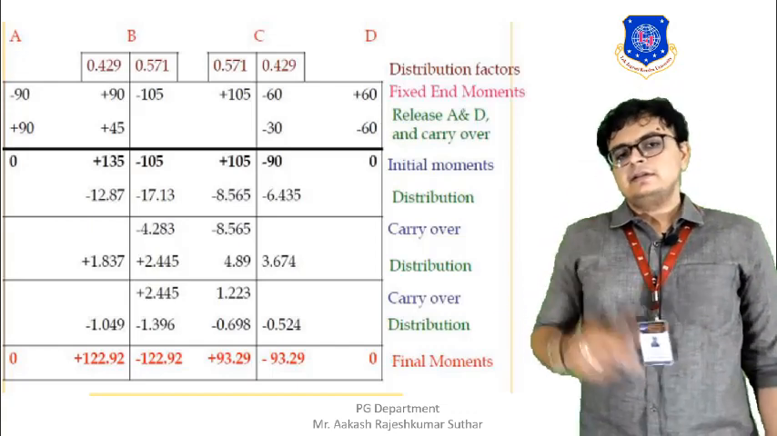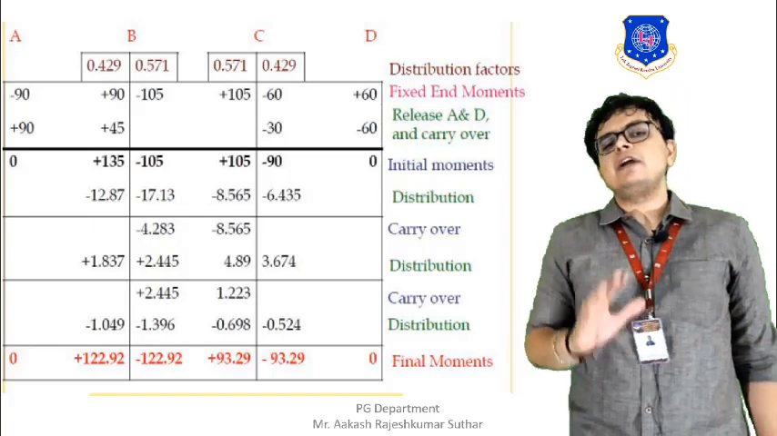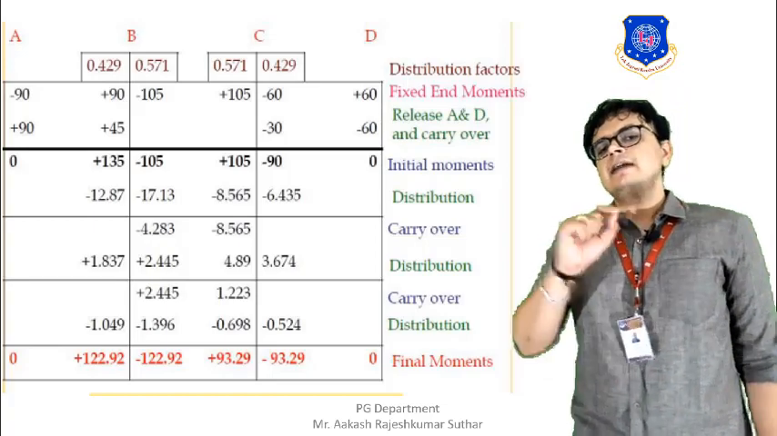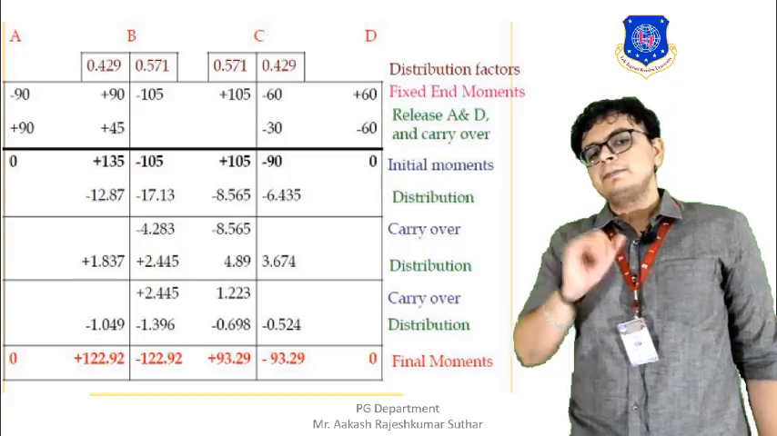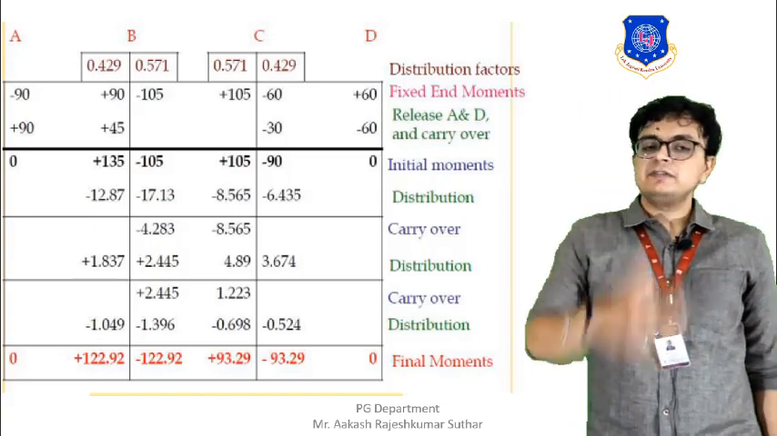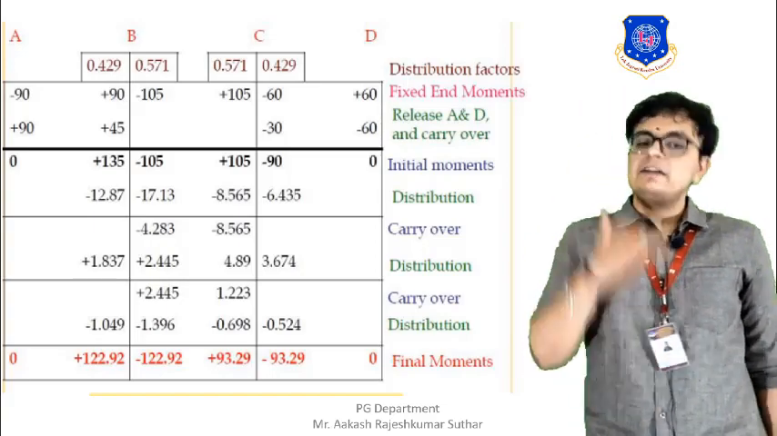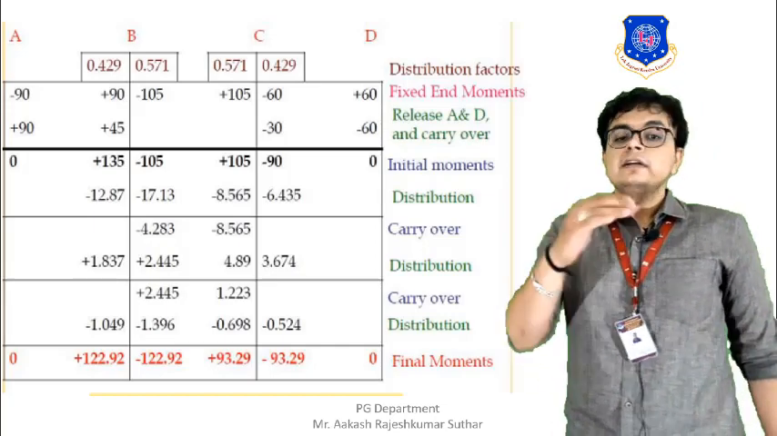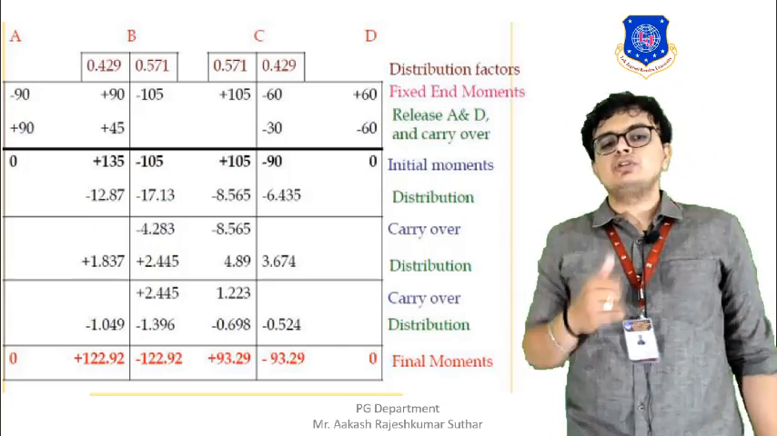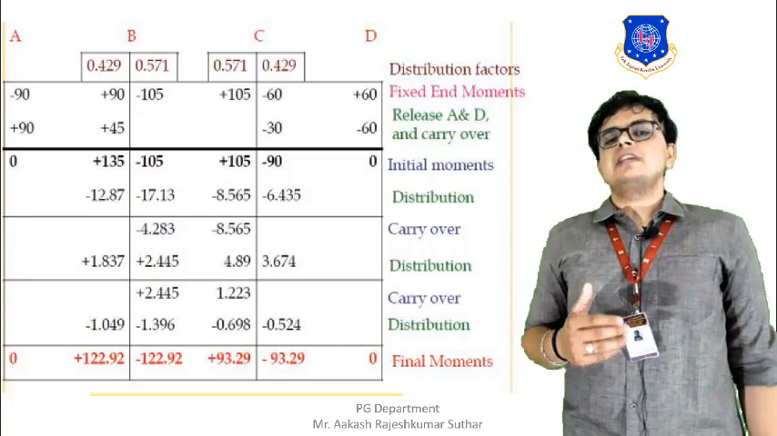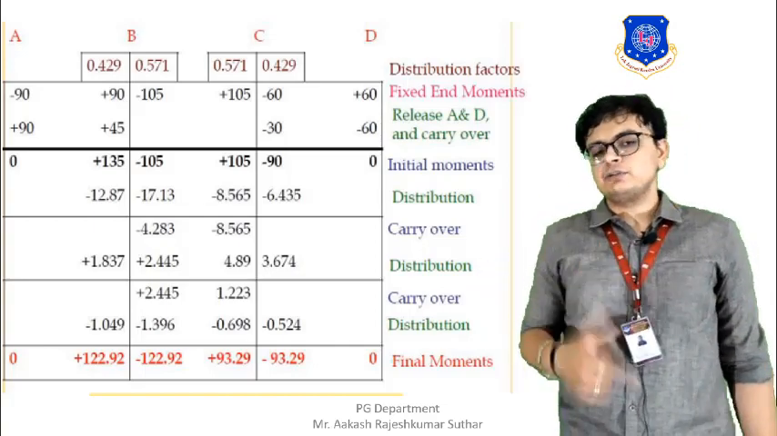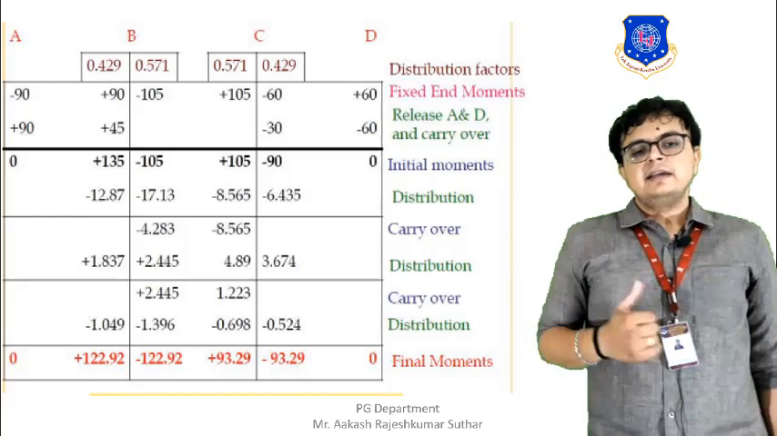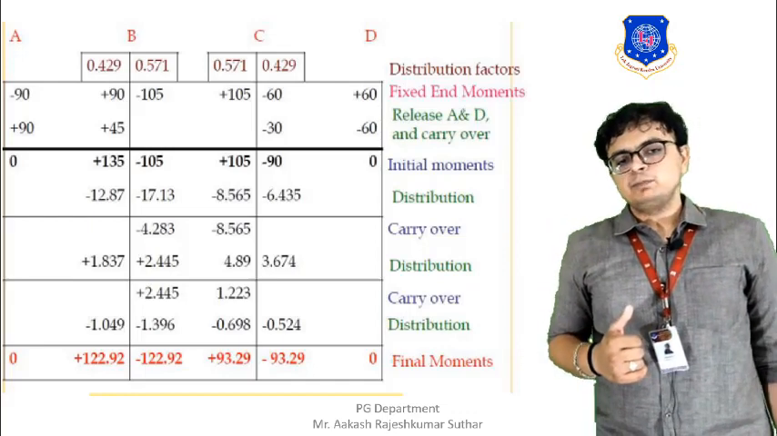Similarly for MBC, while adding at the joint, 135 minus 105, we get plus 30. That will be multiplied with 0.571. After that we will get the value of 17.13, but we have to take the opposite sign, that is negative, so we have taken minus 17.13.